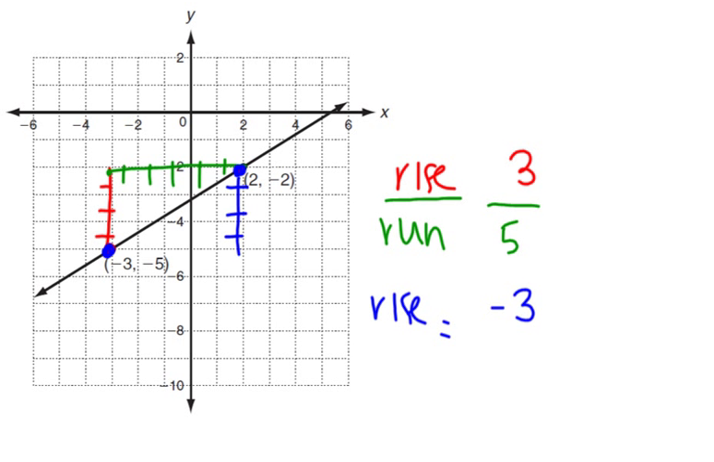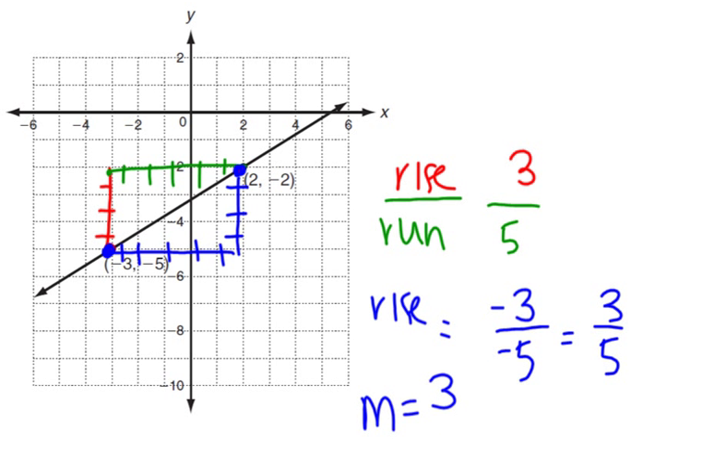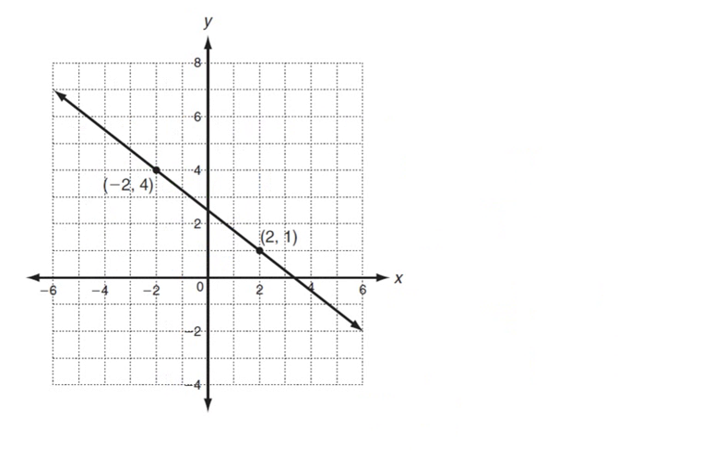Now I need to see how much do I run over to the left to get to my point. So what is that distance? 1, 2, 3, 4, 5. But again, when I go to the left, that is a negative value. We all know that a negative divided by a negative is a positive. So regardless of which point you start at, either the bottom point or the top point, your rise and run, your slope ends up being the exact same. So the slope of this line here is 3/5, and we know that the letter we use for slope is M.